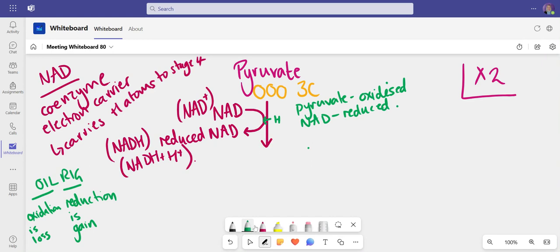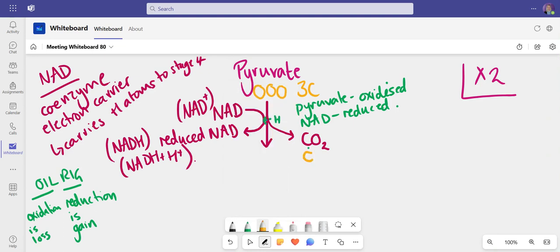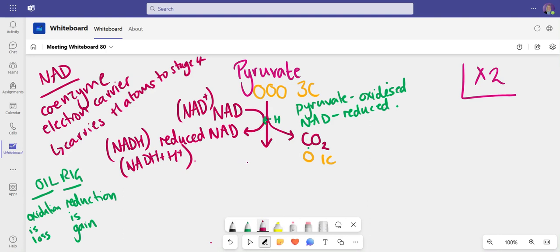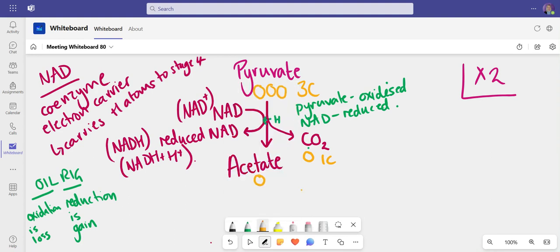Okay, the next thing that happens here is that we lose a molecule of carbon dioxide. So it produces a molecule of carbon dioxide. Now, carbon dioxide is CO2, so it obviously has one carbon. So this 3-carbon molecule here, pyruvate, if we make a molecule of carbon dioxide and it gets released, how many carbons are now left? Just 2 carbons. So we've now produced a new molecule. Our new molecule here is called acetate, and our acetate now only has 2 carbons.